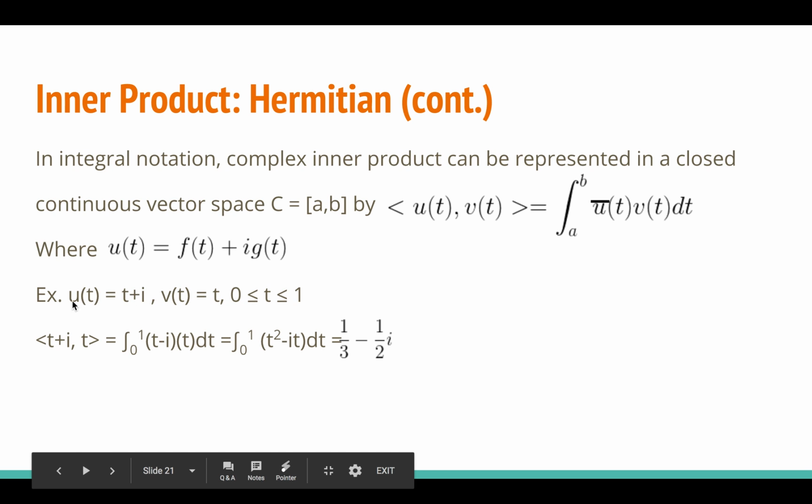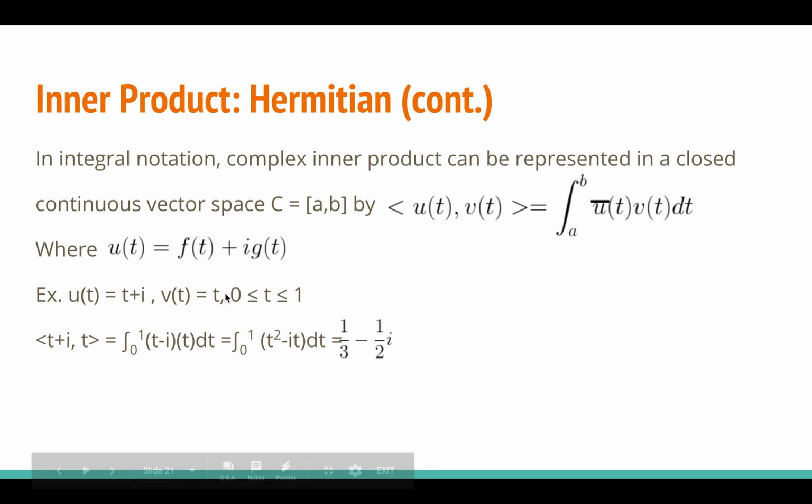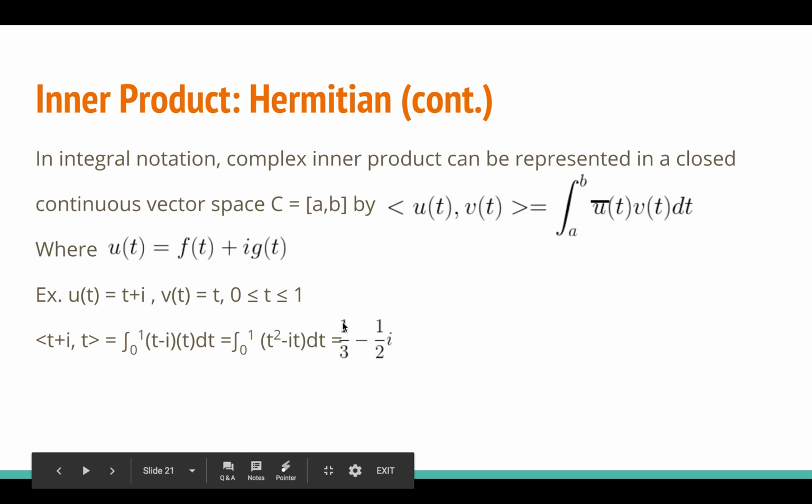And here's a little example here. If u(t) is equal to t plus i, and v(t) is equal to t, and t spans from 0 to 1, then the inner product of t plus i and t should be equal to pretty much 1/3 minus 1/2 i, right?